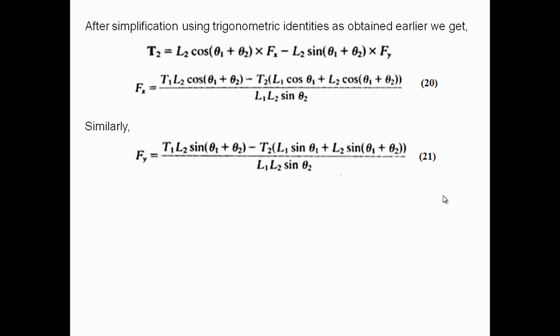So the entire process is, because it's a planar mechanism, it is acting along X and Y. So we are using trigonometric identities to solve this. So slowly go through and calculate the Fx and Fy.